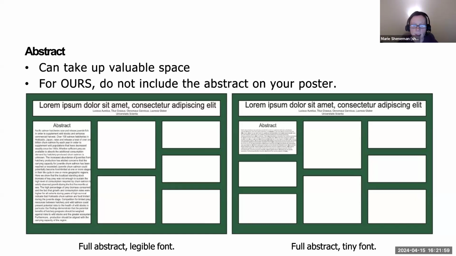So abstract, your abstract can take up very, very valuable space. And so I typically don't recommend people to put their abstract on their poster. And this one, for ours, do not include your abstract on your poster. But this is an example of a full abstract. It eats up a third of the poster on that left-hand side. And even a tiny abstract takes up really valuable space. In most conferences, your abstract is what gets you into the conference. So it's not necessary for the abstract to be on the poster. Next slide.